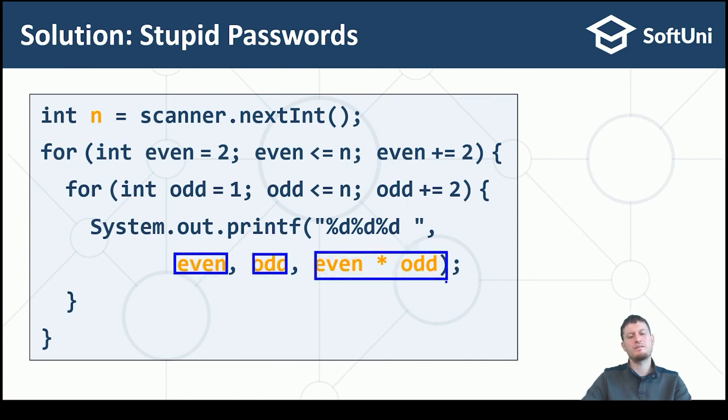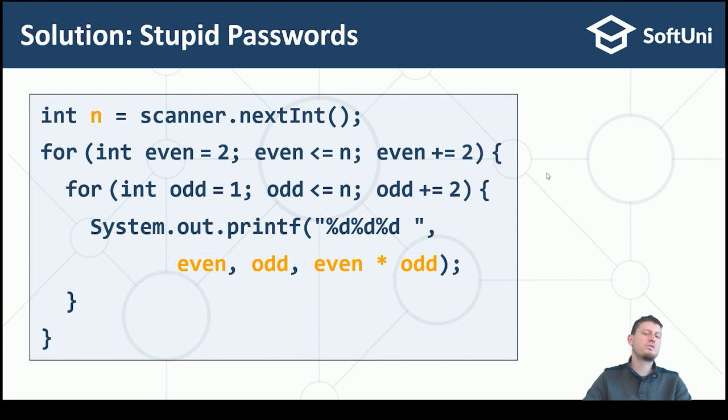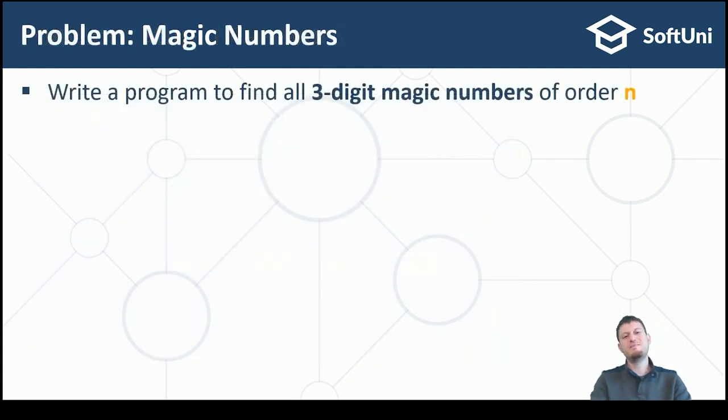And I repeat this many times in the nested loop, so I print the even number, the odd number, and their product. Okay, so both solutions are correct, and the difference is that we calculate this in a separate variable in my solution, and also the way we print this is slightly different, but the algorithm is in fact the same. Okay, the next problem from your homework and exercises is called magic numbers.